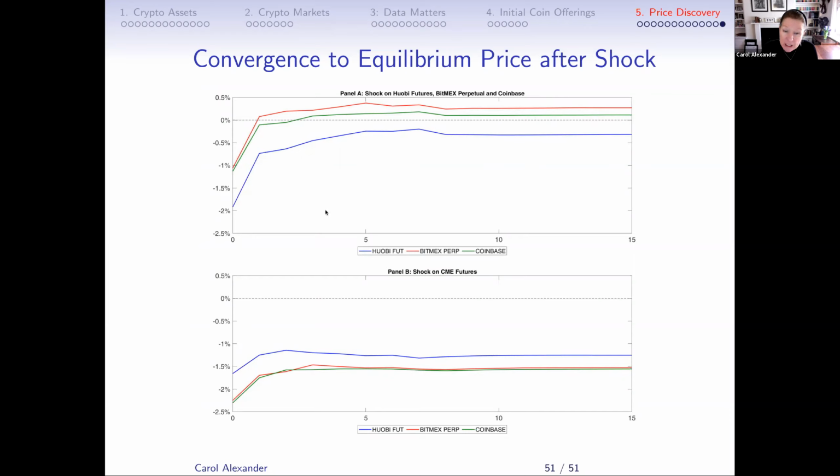The point to note, though, is that this is in minutes, okay, so you do have maybe 1 to 3 minutes to adjust, but most of the adjustment is more or less instantaneous. Whereas if you do the shock on the CME futures, there isn't an adjustment. The other exchanges are not really looking at price discovery from CME futures, as we already saw.